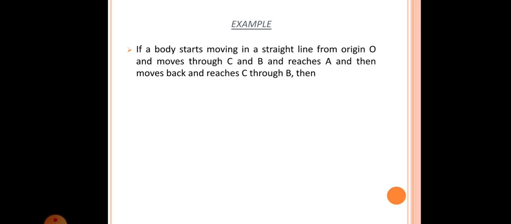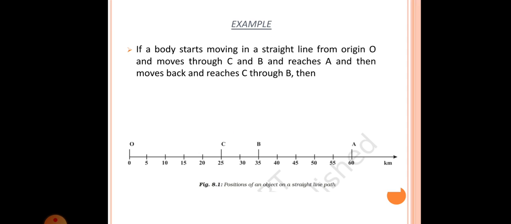Okay, so if a body, in this picture you can just follow my words, starts moving in a straight line from the origin, that is O, and moves through C. So a body is moving starting from O, going to C and then B, and moves through C and B and reaches A.